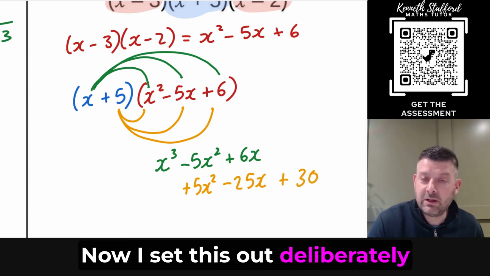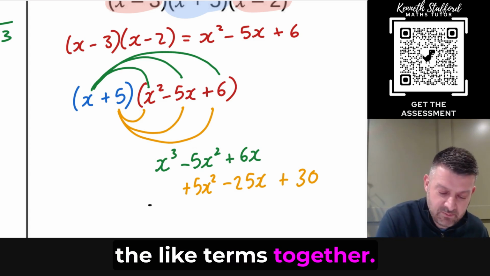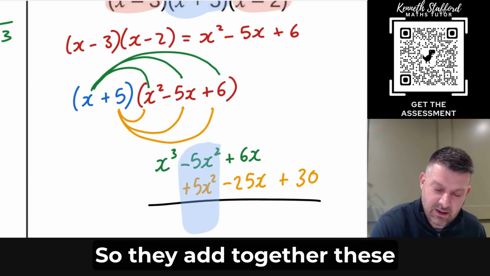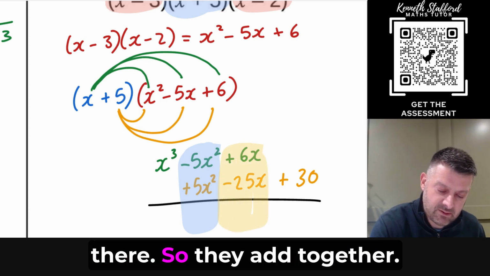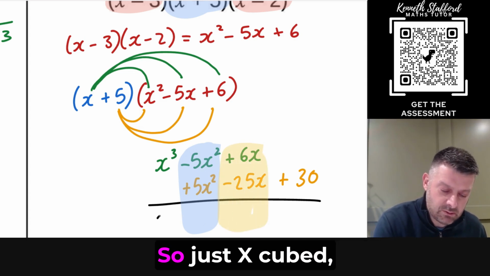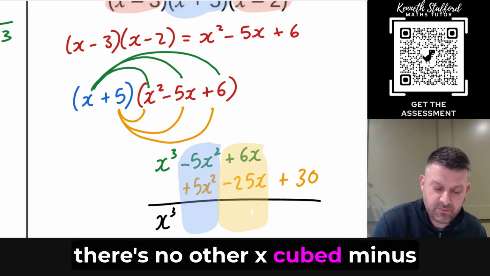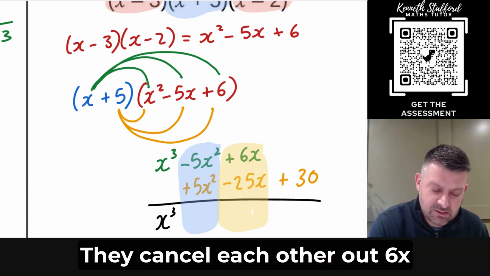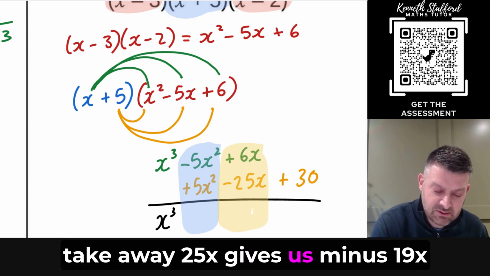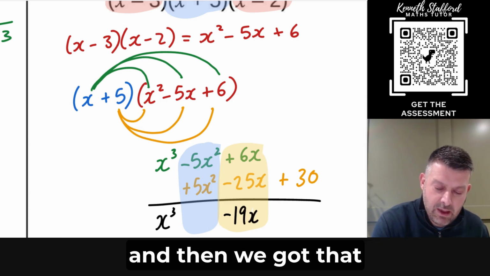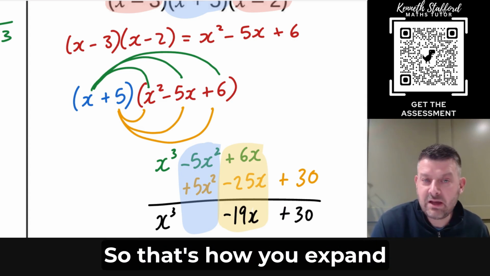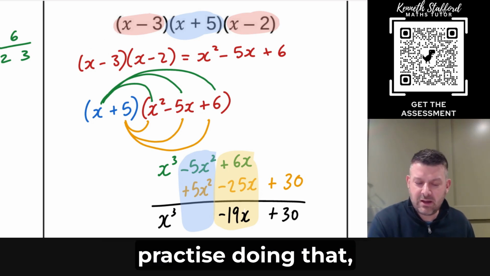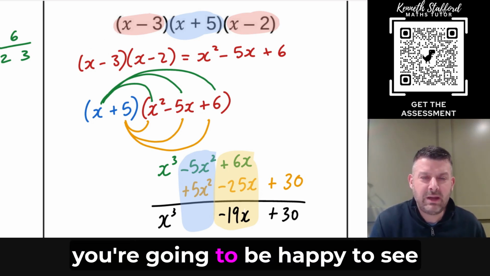Now I set this out deliberately like this so that we can add the like terms together. What I mean by that is I've left these there so they add together, these there so they add together. So just x cubed, there's no other x cubes. Minus 5x squared plus 5x squared, they cancel each other out. 6x take away 25x gives us minus 19x. And then we got that plus 30 on the end. So that's how you expand triple brackets. Really practicable. If you go away and practice doing that, checking your answers as you go, you're going to be happy to see it on your exam.